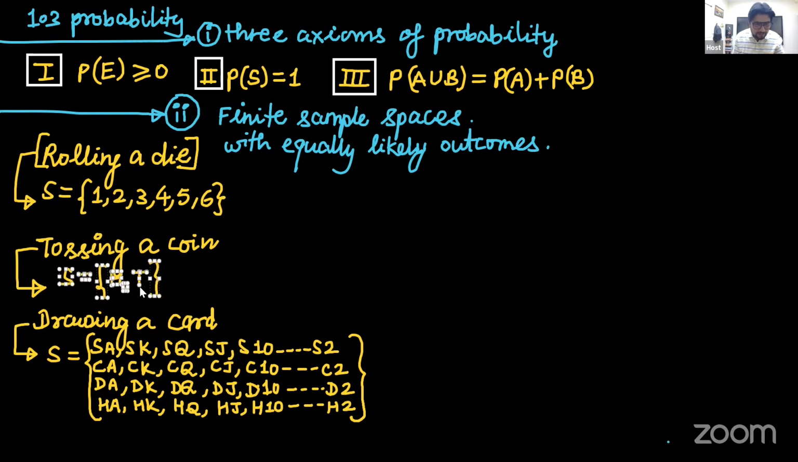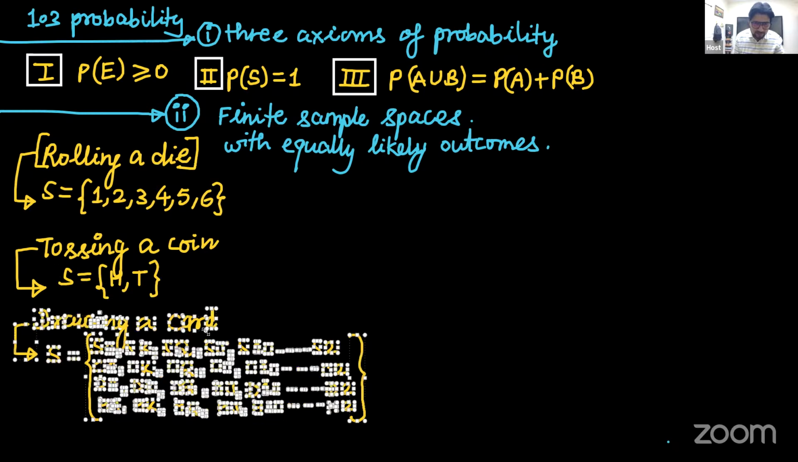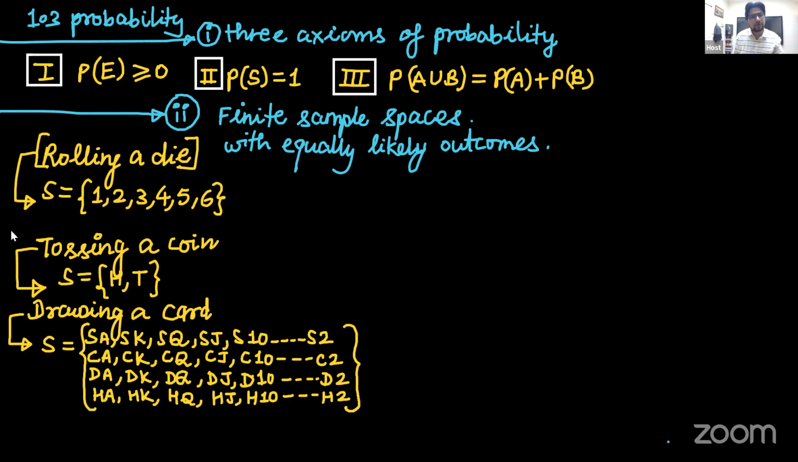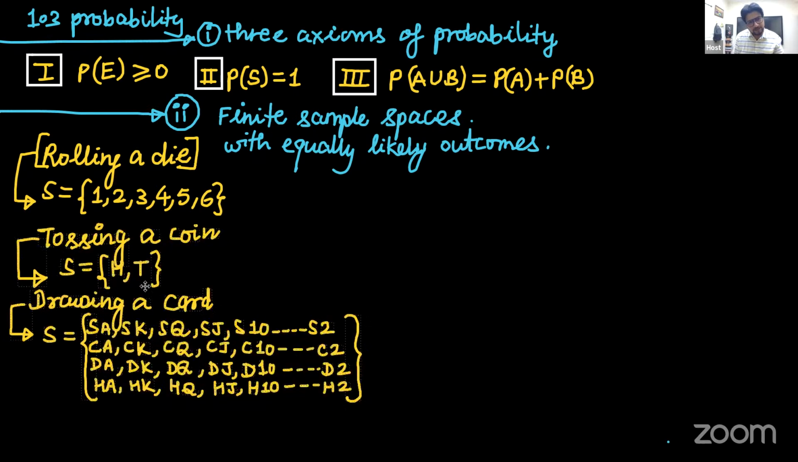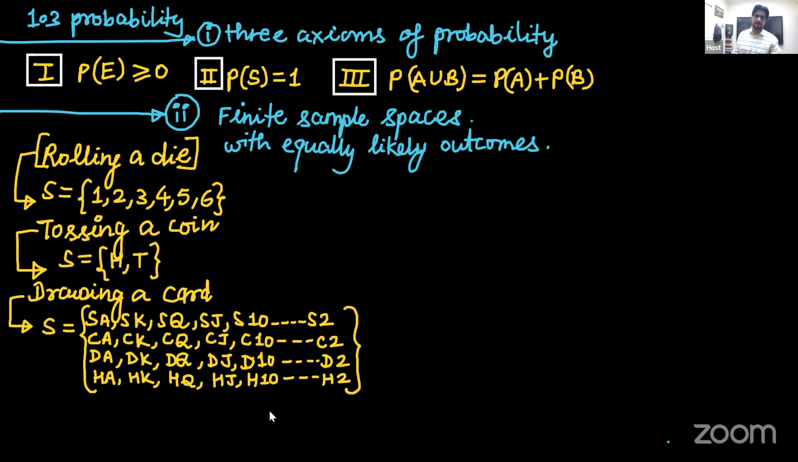These are the examples of finite sample spaces with equally likely outcomes. On such finite sample spaces, we are going to start with a question: what will be the probability of each outcome? If each outcome is equally likely, let's say the probability of each outcome is small p.